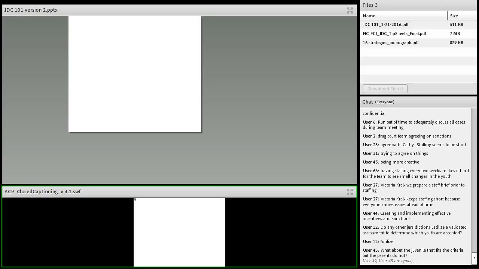And then what do we mean by the right program? Well, what services do you have available? I tell you to target those 6s, 7s, and 8s, but if you don't have intensive outpatient treatment, that's not going to really work for you. So you have to think about what services you have, what treatment options you have, and what level of care and what supervision level they need. All of these things need to match up to make sure that you're getting the right kid for your drug court.